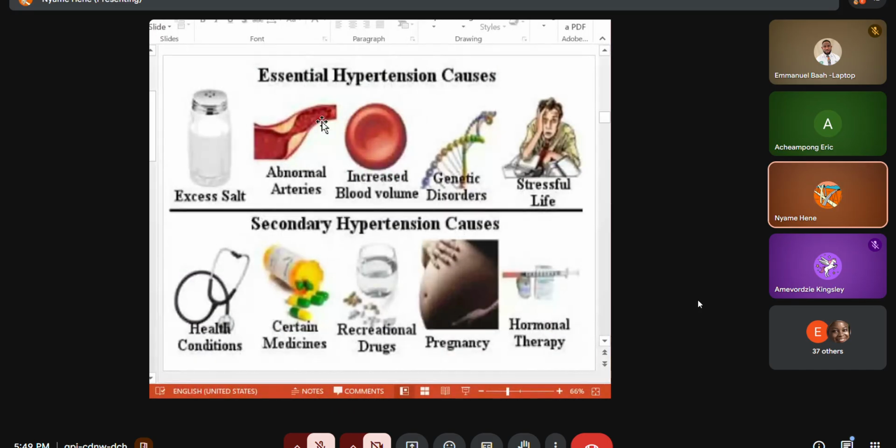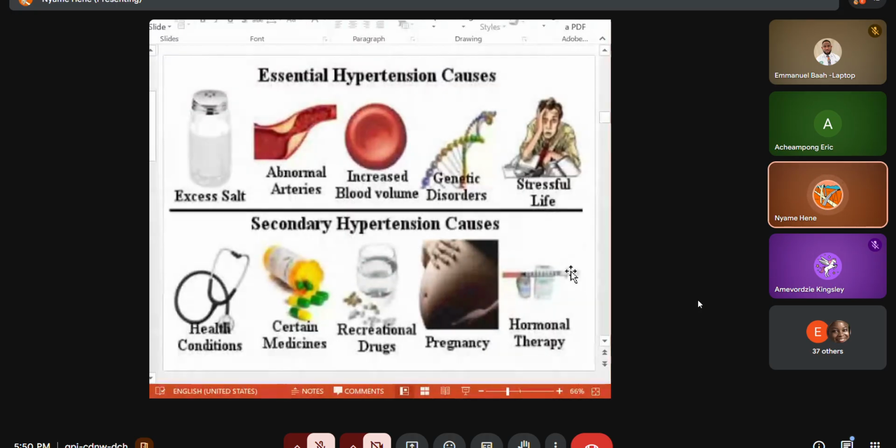So apart from essential hypertension, we have secondary hypertension. For essential hypertension, we are looking at stressful life, genetic disorders, increased blood volume, abnormal arteries, excess salt. These are the causes of essential hypertension.